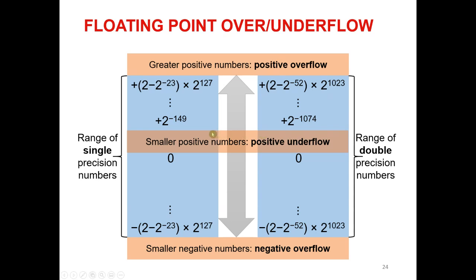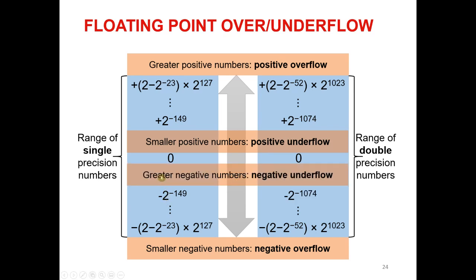I'm losing precision. Similarly, if I want to represent a negative number closer to zero than the one indicated by this number for single precision, and this number for double precision, it's called negative underflow. Okay, so it means I'm losing precision. I cannot represent a smaller positive number than this value for single precision, or a negative number closer to zero than this number here. And this is what we call underflow, the loss of precision.